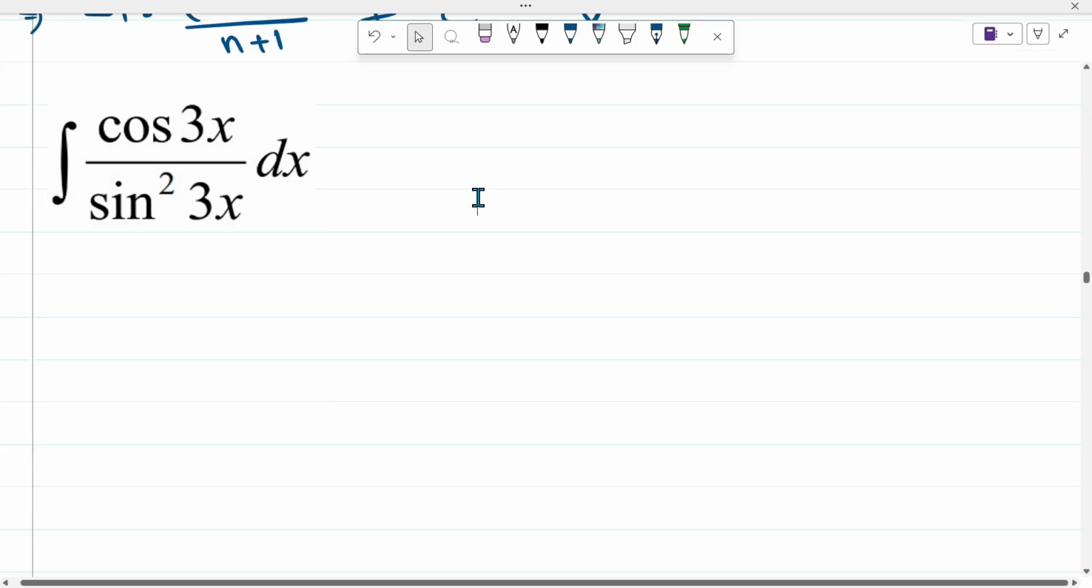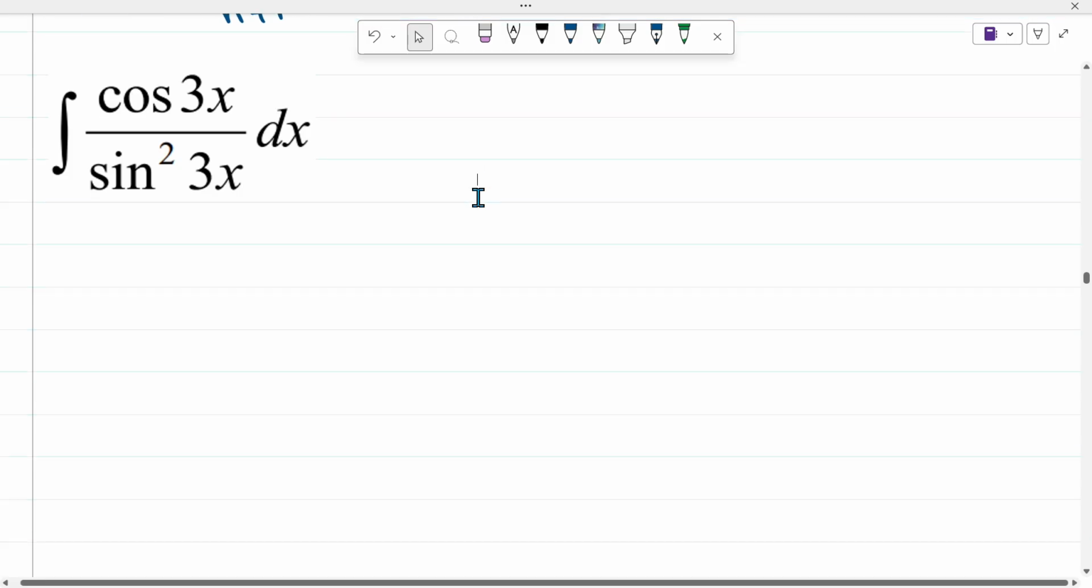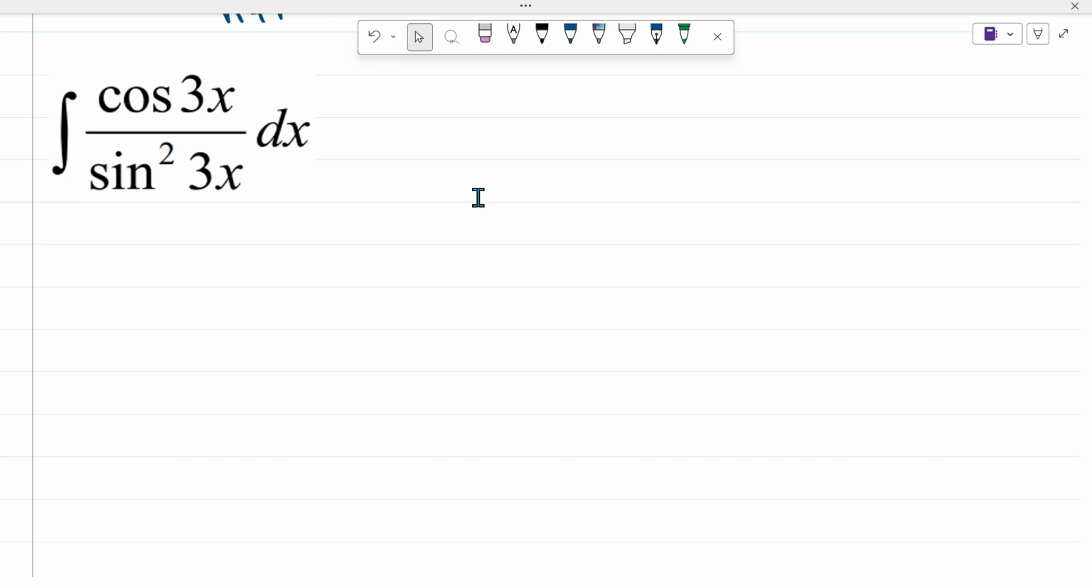Remember to pause the video so that you can work out these problems on your own and then resume later to check the memo, of course. So now we have the integral of cos of 3x divided by sine squared of 3x dx. So we check, can we simplify this first?